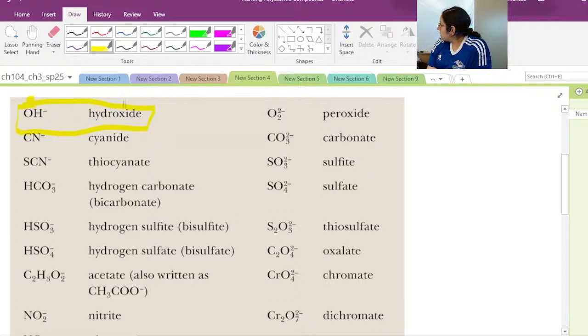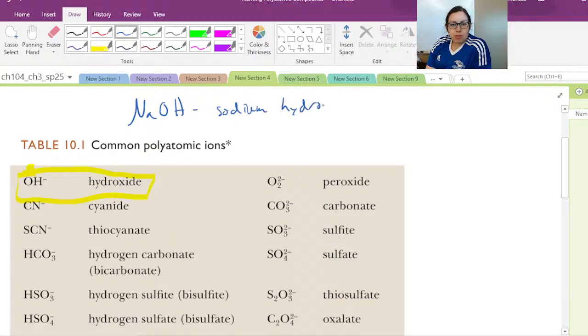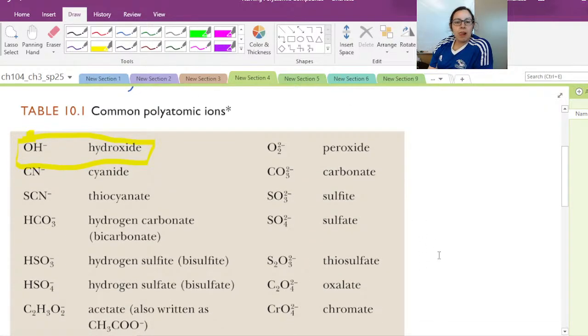So hydroxide, this is one that we see a lot. We'll probably see it in lab. We have NaOH, so that's sodium hydroxide. And again, notice with the naming, now we just name our metal, and then we name our polyatomic. So we have to have a polyatomic with a name. You're not going to get a random polyatomic.